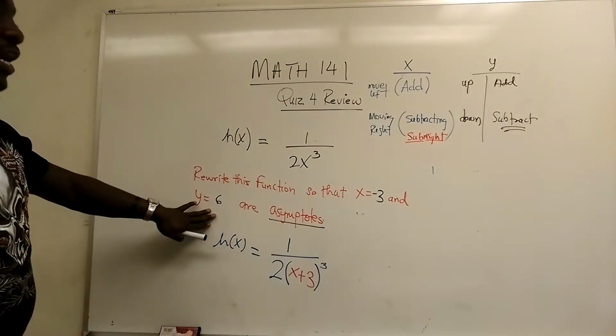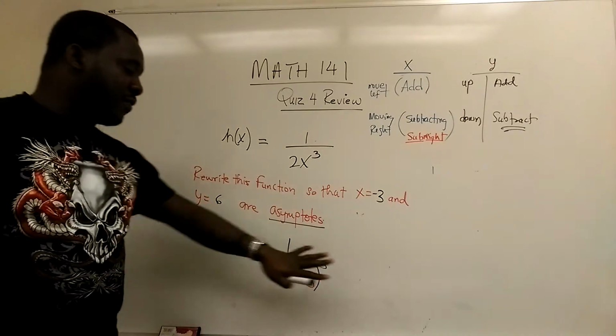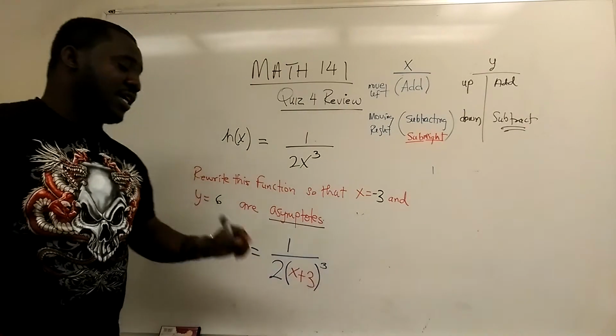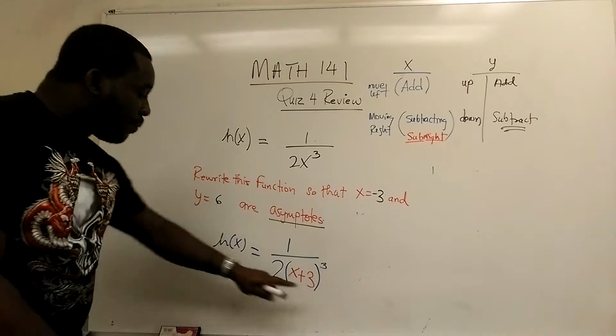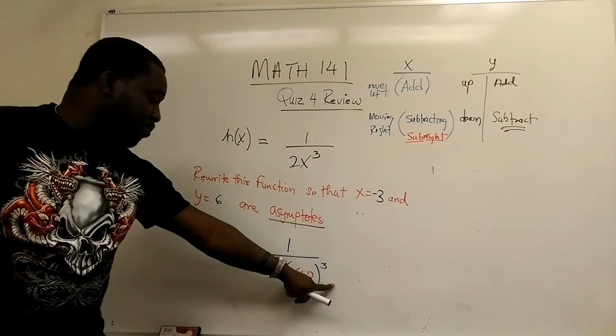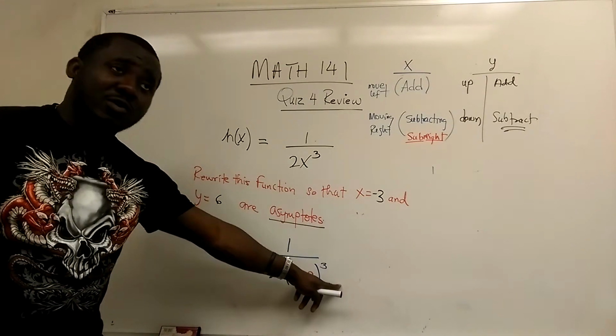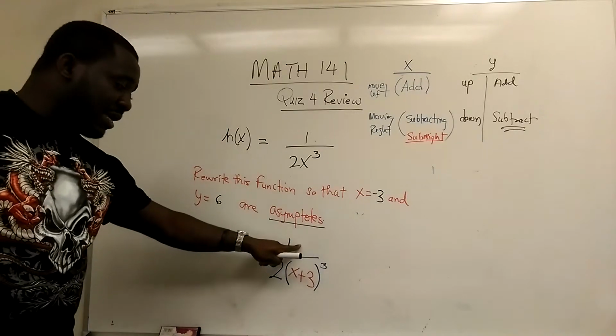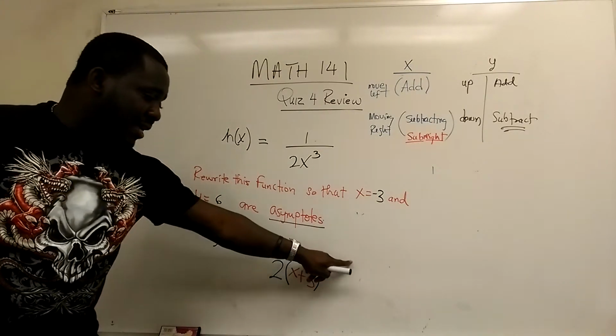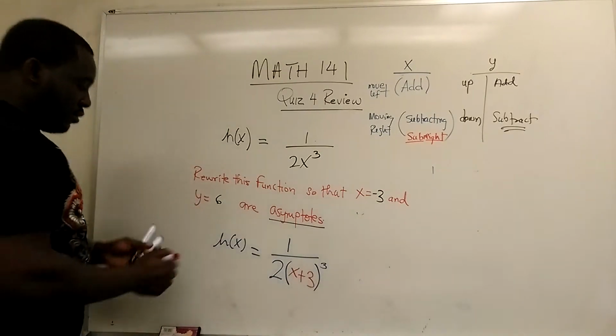And remember that y, whatever the y value is, you have to add it to the main function. And let me repeat this again. Do not put it here as plus 6 down here. That would be wrong. Plus 6 up here would be wrong. Add it to the main function.